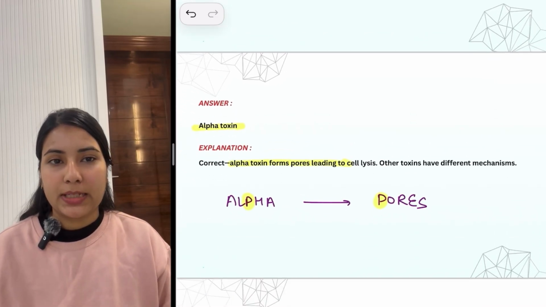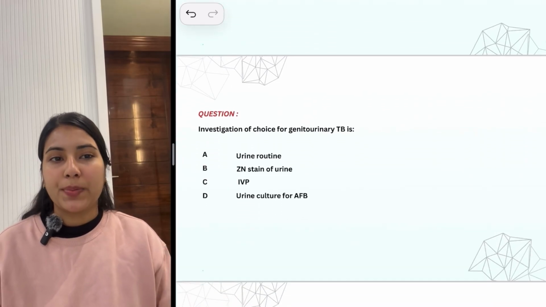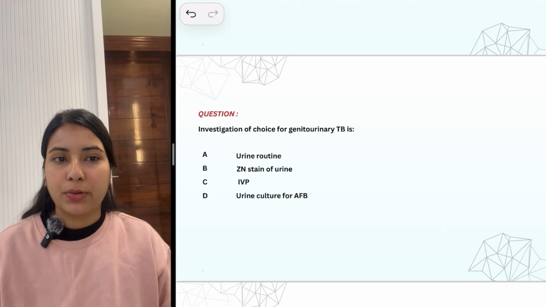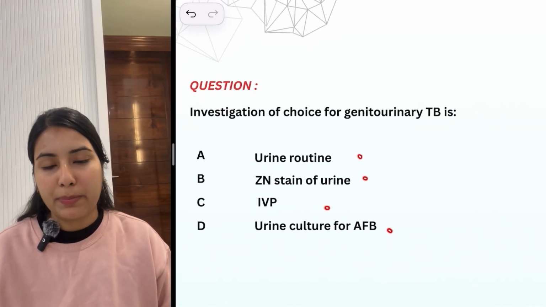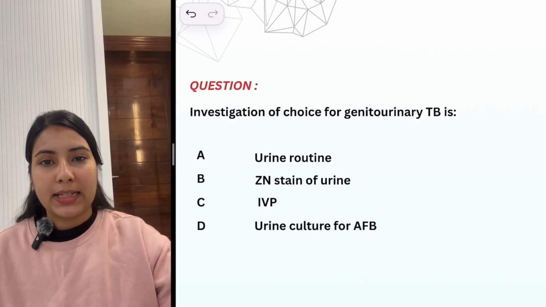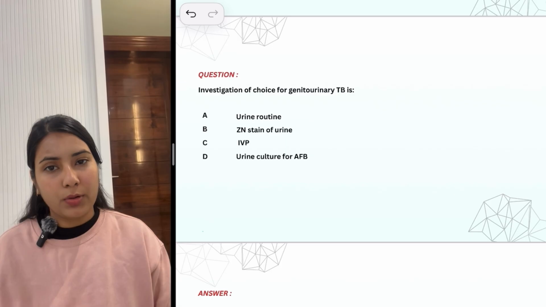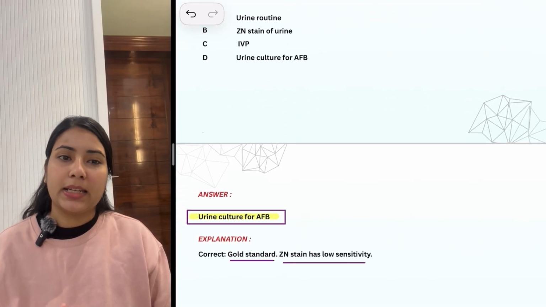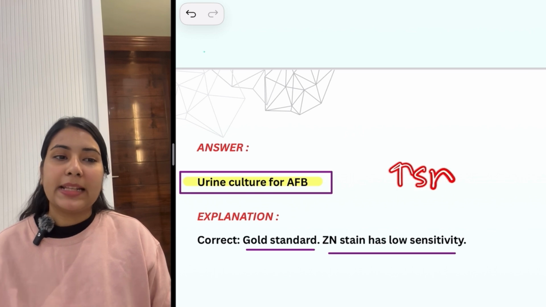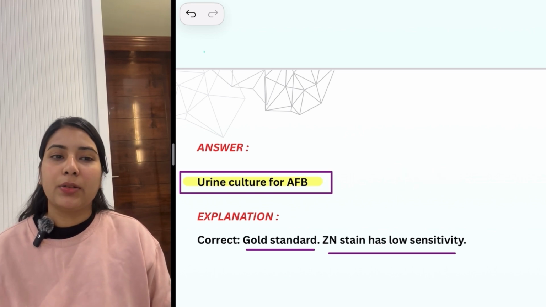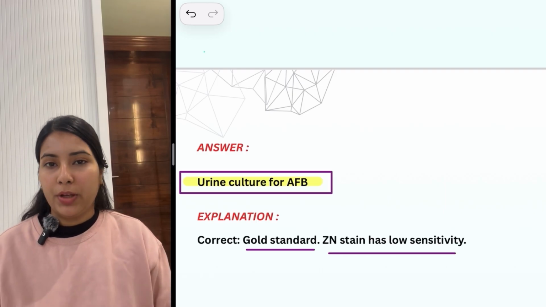Moving on to the next question. Investigation of choice for genitourinary TB is. Your options are urine routine microscopy, ZN stain of urine, IVP, urine culture for AFB. So the answer here is D option, urine culture for AFB, because culture generally has more sensitivity and specificity. Because ZN staining has a low sensitivity, and urine culture for AFB is the gold standard. Moving on to the next question.